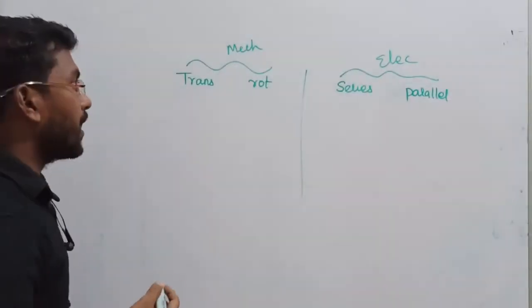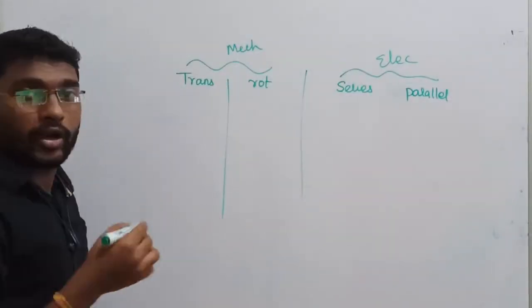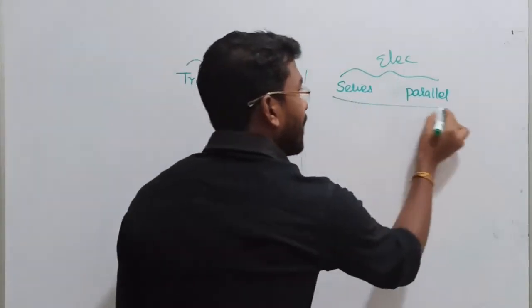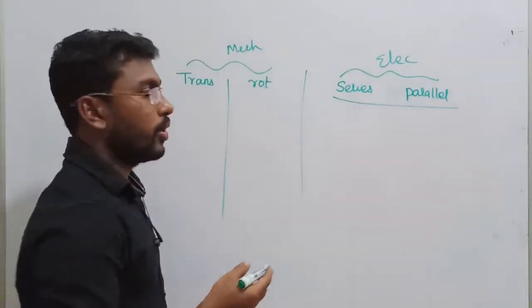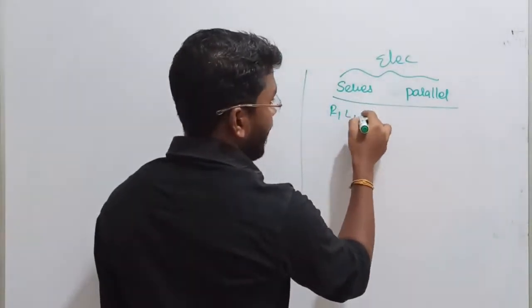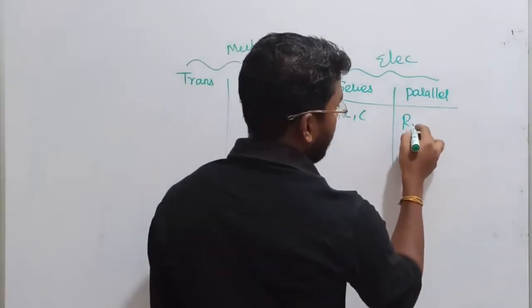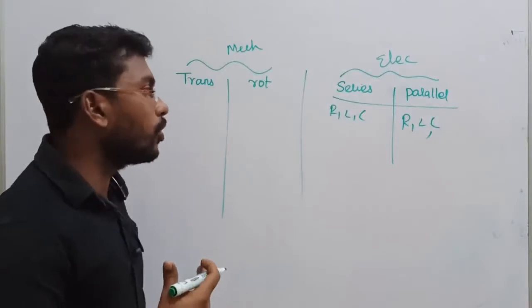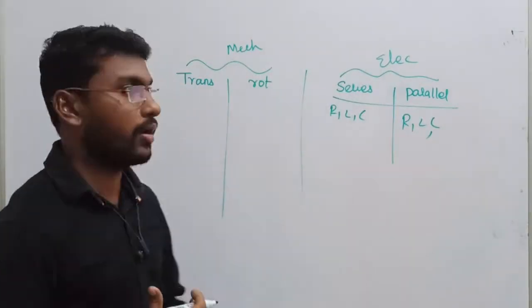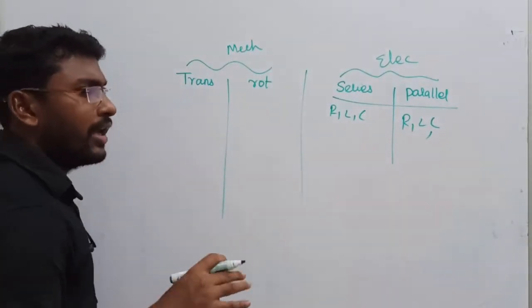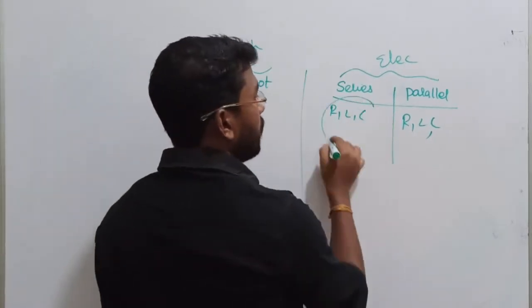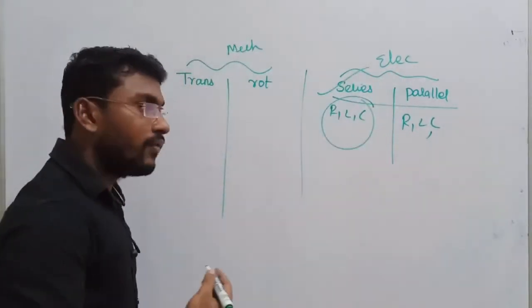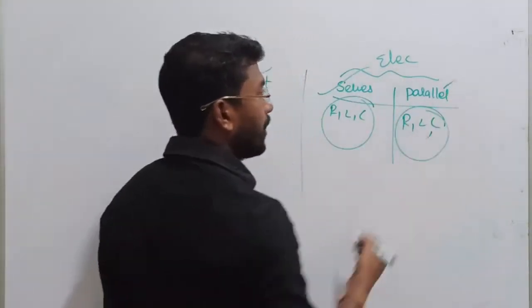Clear? So in the mechanical domain, in the translational system we are going to observe. See here, even in our electrical domain we are observing only three elements: resistor, inductor, capacitor. It might be series or parallel. But now we are going to observe them from the point of view of system connection, right? So in the electrical system we are going to observe the properties of RLC in a series circuit, and we are going to observe the properties of RLC in a parallel circuit.